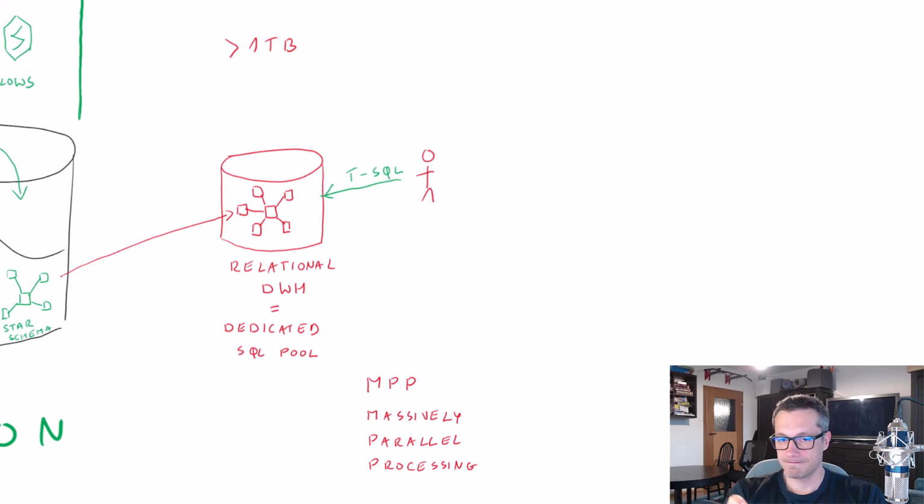All right. Now, this MPP stuff and the architecture of dedicated SQL pool. And now pay attention, because it is really important to understand how it works under the hood, how it is built. Because if you don't pay attention, then you can very easily kill the performance of your dedicated SQL pool. And we don't want to do this. All right, so how does it work?